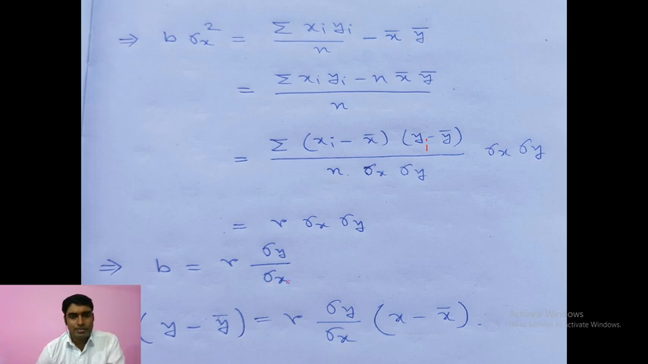Now I know what b is. As I told you, I can now write down the equation of the straight line, that is the regression line: y minus y bar equals b times x minus x bar, with the b I now know. So this is the equation of the regression line. We can find it by using the least square method. Okay, thank you.